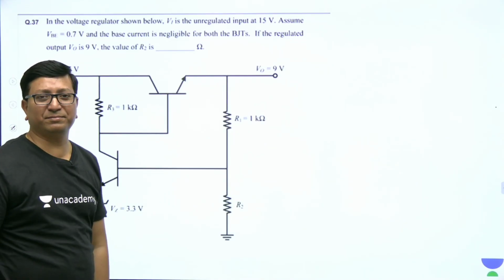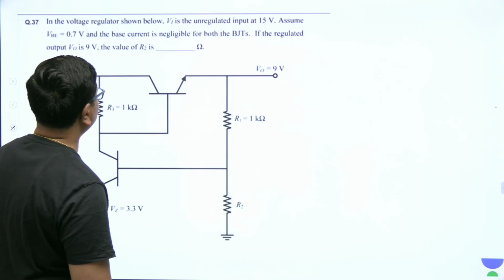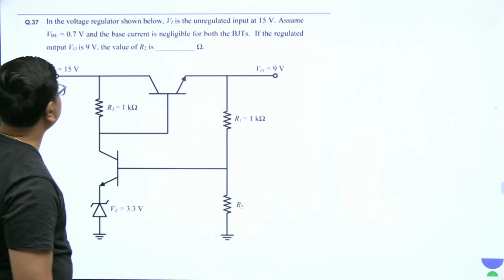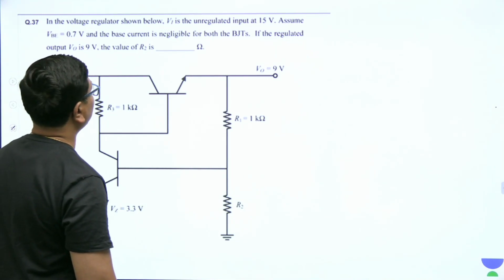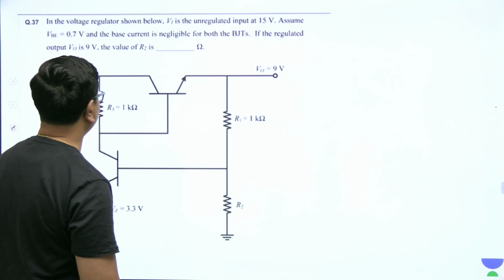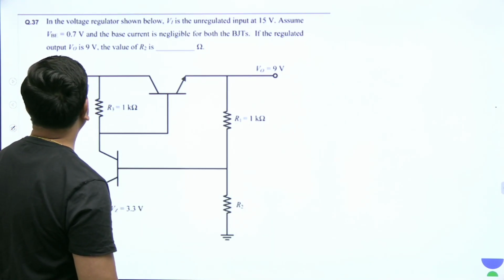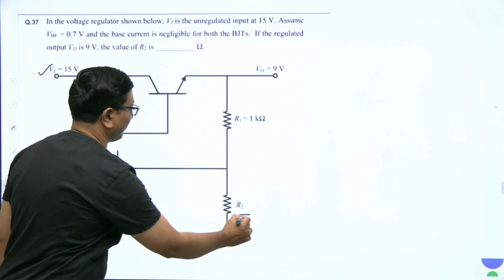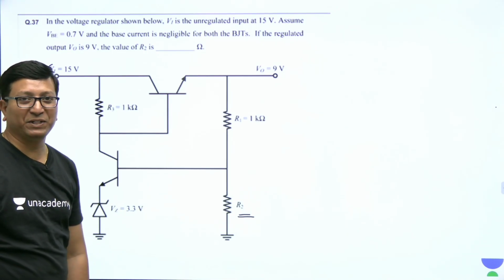It is a voltage regulator. So in the voltage regulator shown below, V input is unregulated at 15 volts. Assume that VBE is 0.7 volts and the base current is negligible for both BJTs, both Q1 and Q2, whatever you take. Then if the regulated output is 9 volts, what is the value of R2 they are asking. They are asking us to find the value of R2, neglecting the base current.